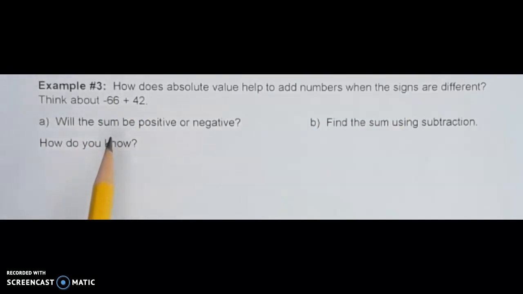In this example, negative 66 has a greater absolute value. The absolute value of negative 66 is 66. The absolute value of 42 is 42. Since the negative number has the greater absolute value, my sum will be negative.